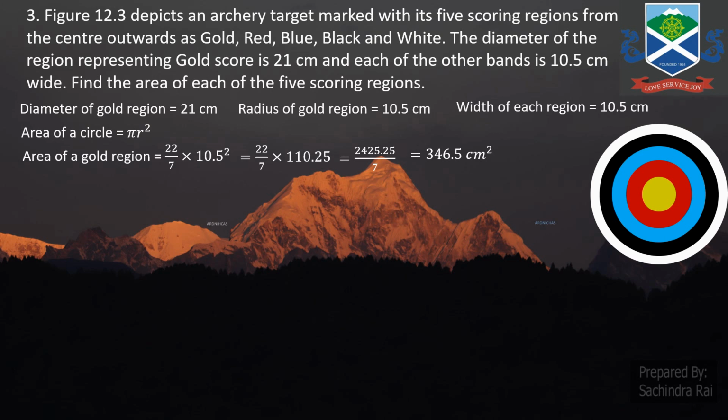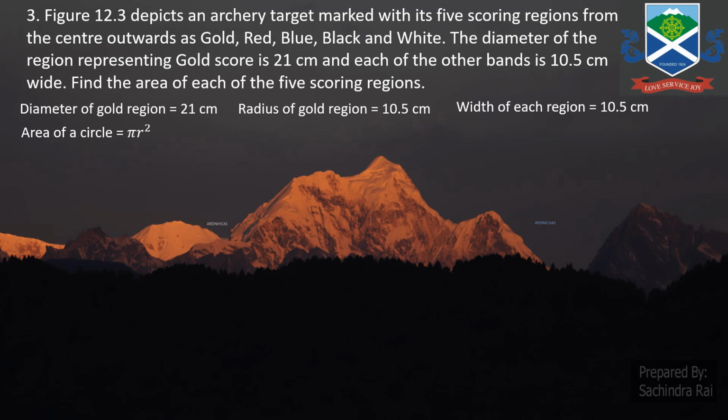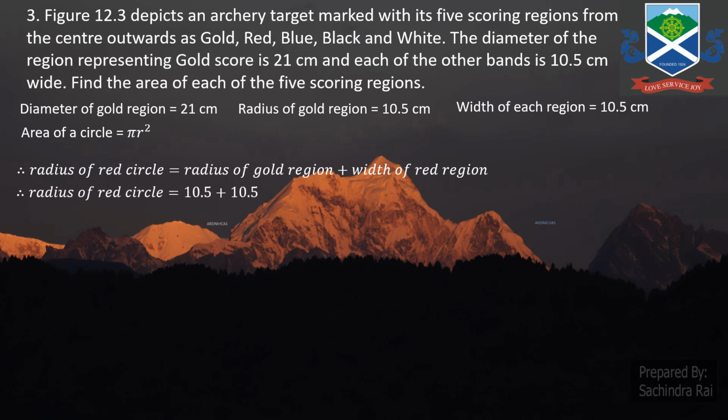Now we need to find out the area of each region, so let us start with the area of the red region. To understand this, first let us find out the radius of the next region, that is the red region, which is given by the radius of the gold region plus the width of the red region. We know that the radius of the gold region is 10.5 centimeter and the width of each region is 10.5. So when we add 10.5 and 10.5, we get 21 centimeter. So the radius of the red region is 21 centimeter.